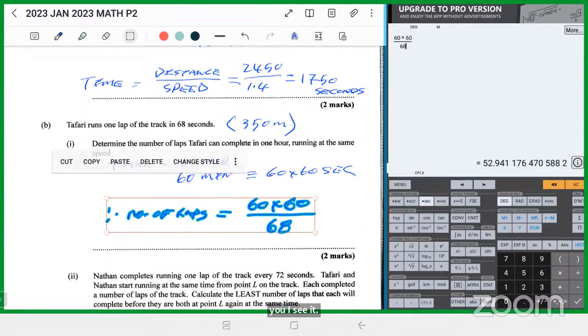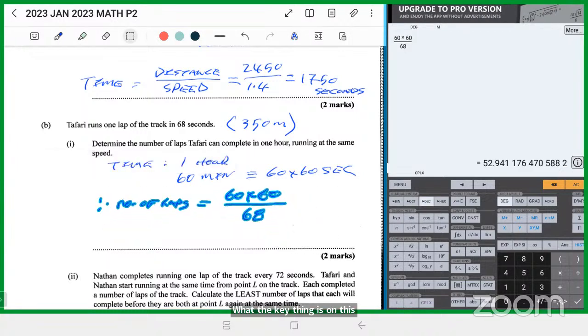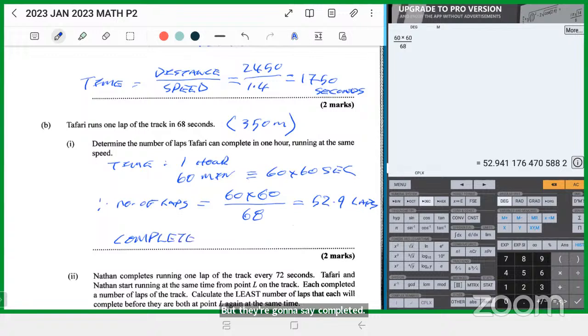All right. So here, this would be 52.9 laps in this time. But you're going to say completed 52 laps. And this is your answer. Answer is 52. All right?